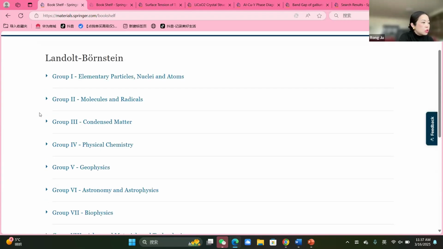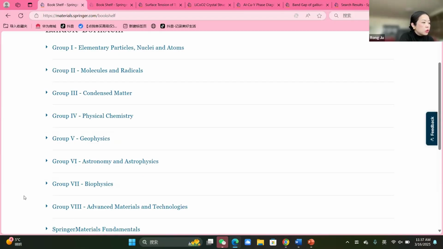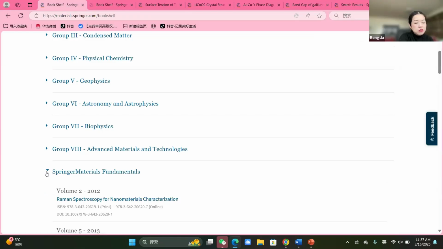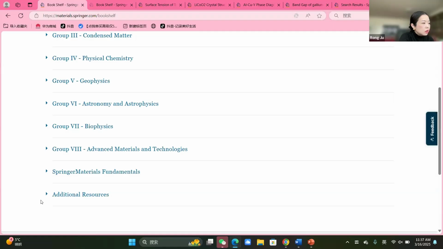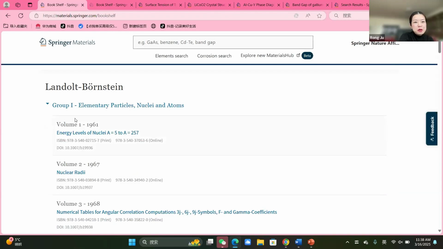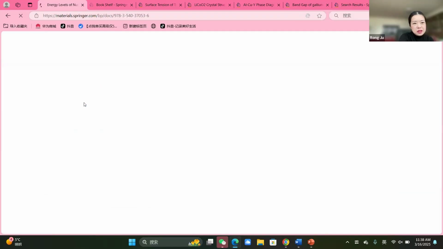So for the Landolt-Börnstein book series, now you have 8 groups of books, and also we added more, such as SpringerMaterials Fundamentals. That's a different book series. It's also the same type. It's a reference book with data. And also there's an additional resource. There's more book series, related book series. So let me open the first volume that was published in 1961. And this is the first volume of this group and the first volume of this edition.